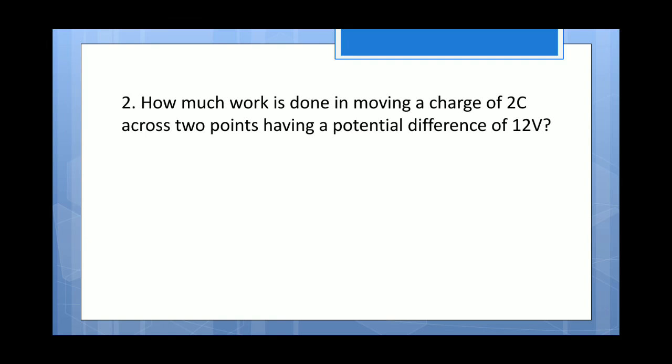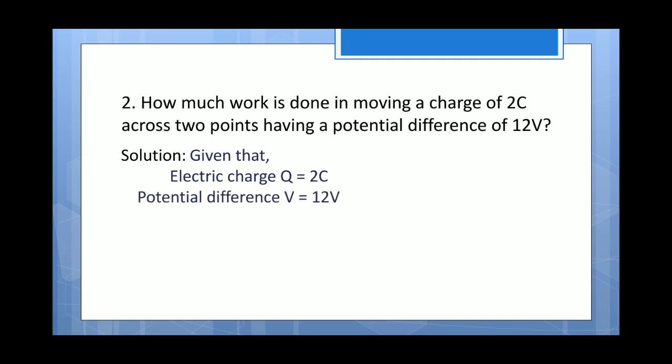How much work is done in moving a charge of 2 coulomb across 2 points having a potential difference of 12 volt? Here it is given that electric charge Q is equal to 2 coulomb, potential difference V is equal to 12 volt. So, we know that V is equal to W upon Q. So, by this formula W will be V into Q. So, W is equal to 12 into 2. So, the work done is found to be 24 joule.